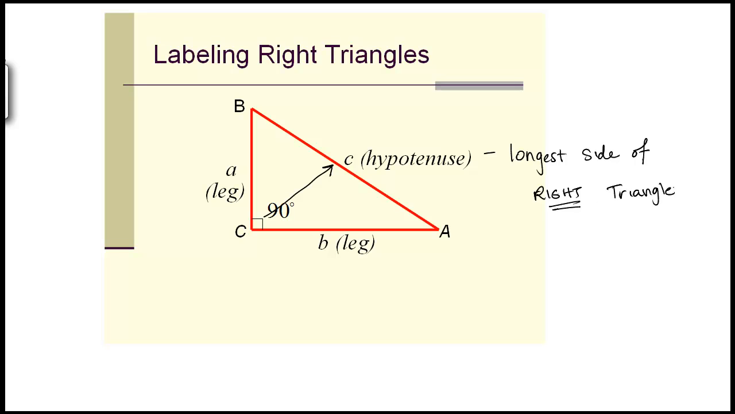If the hypotenuse is not the longest side, then we do not have a right triangle. Now the other two sides are called legs. Again, they could be switched. But if I let this angle be angle A, the side directly opposite that would be side A. And if this is angle B, the side directly opposite of it would be side B.